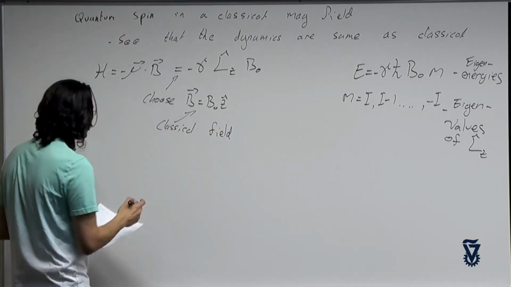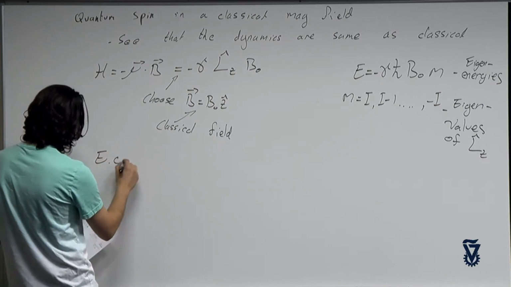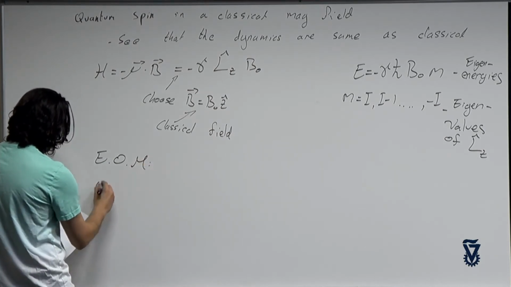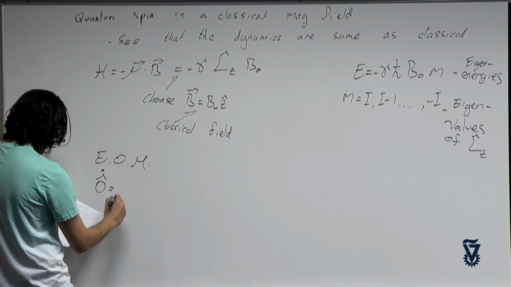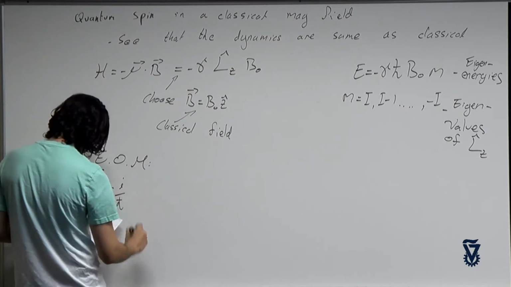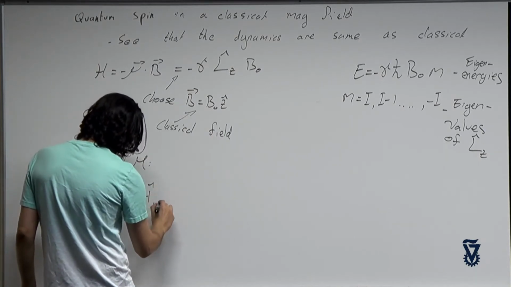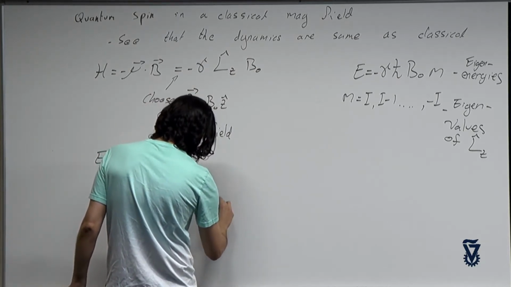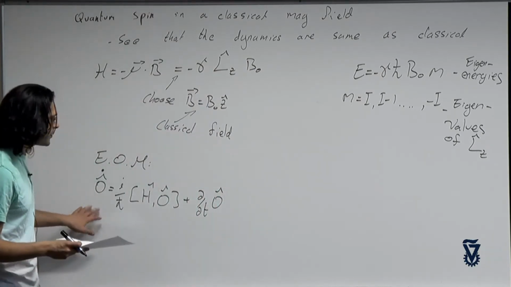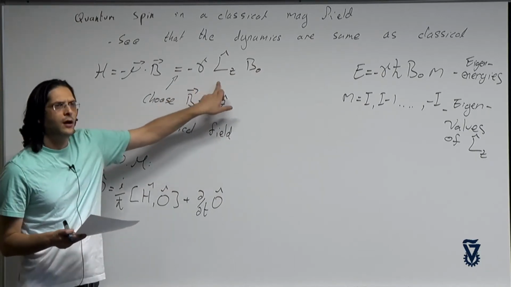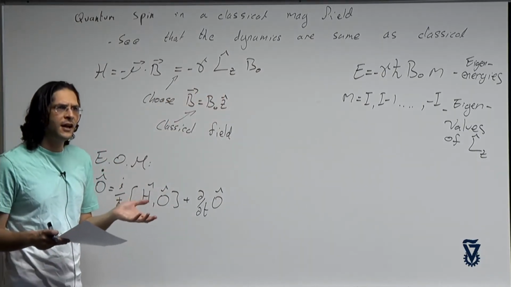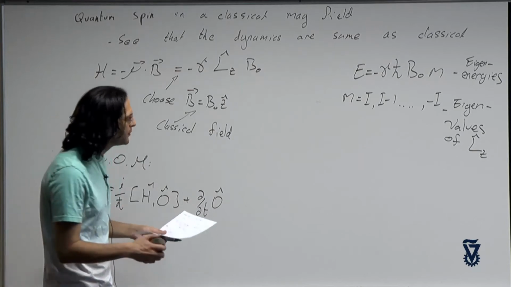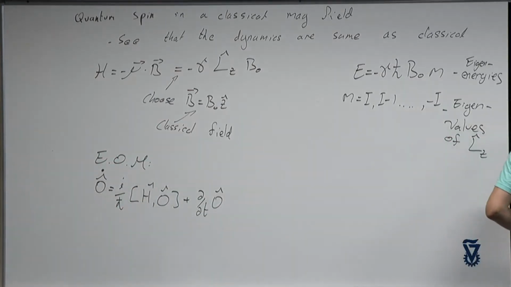And with this Hamiltonian, we can just write the equations of motion. And the equation of motion for some operator O, we know that O dot equals i over h bar, the commutator of H with O, plus the explicit time derivative of O. Okay, so now we're going to write this equation for our angular momentum operator, and from that we'll get the dynamics, and we'll see basically that we get the same Larmor precession as we did for the classical spin. So let me write this explicitly.